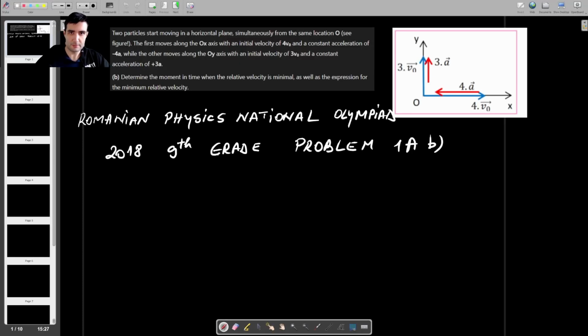Here's an interesting kinematics question which was given to ninth graders sitting the Romanian Physics National Olympiad back in 2018. So this is just problem 1A, part B. I'm going to skip part A because part A of problem 1A is, in my opinion, not that interesting.